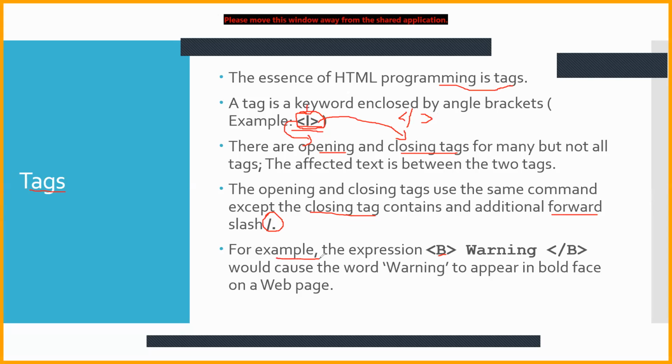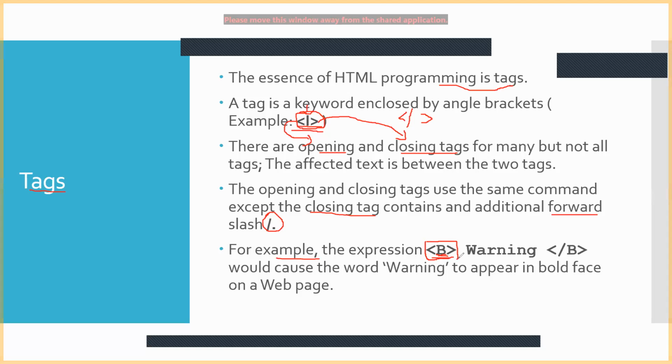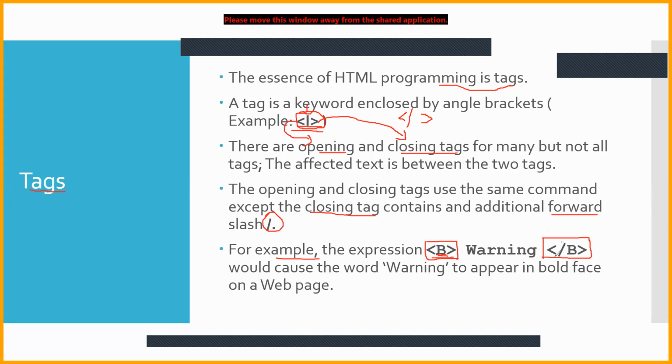Then we have an example of how we use a tag. As I said, B represents text as bold, so we use the command B. That is the opening tag, also called the starting tag. Now again, the B tag requires a closing, where we use a forward slash. That represents the closing tag.